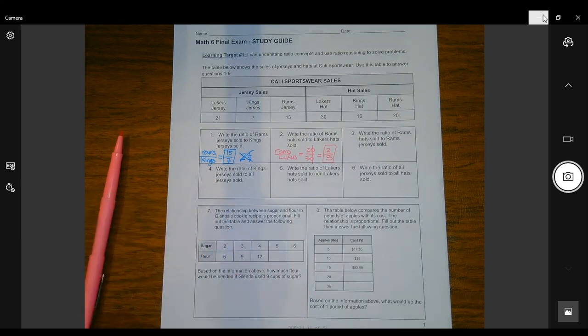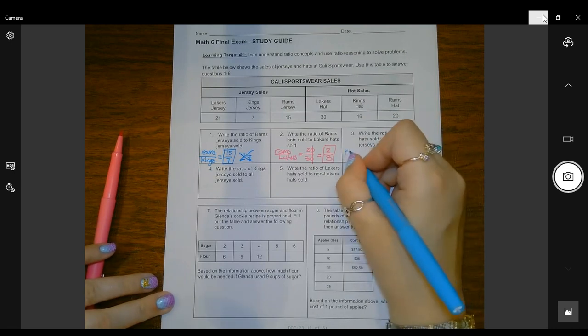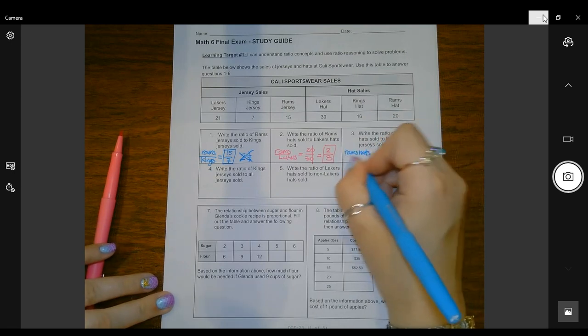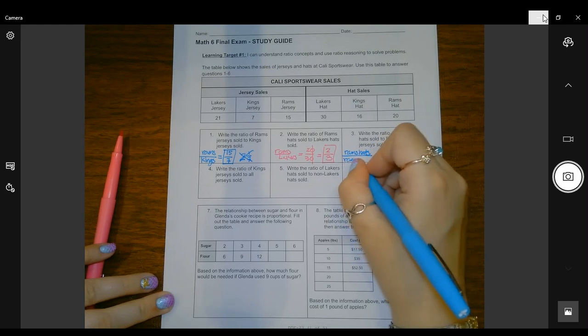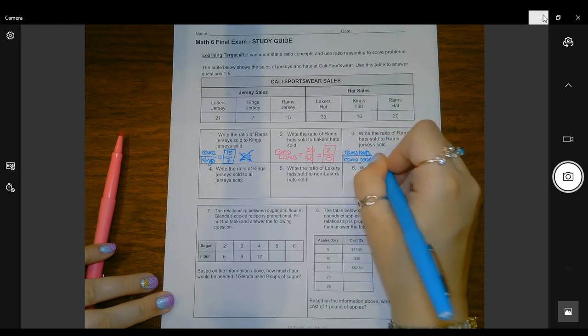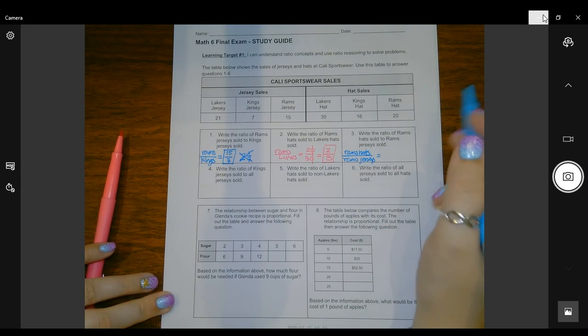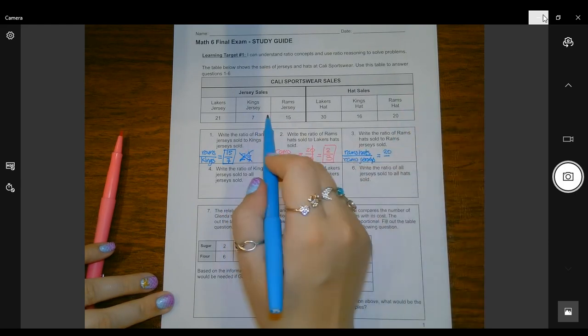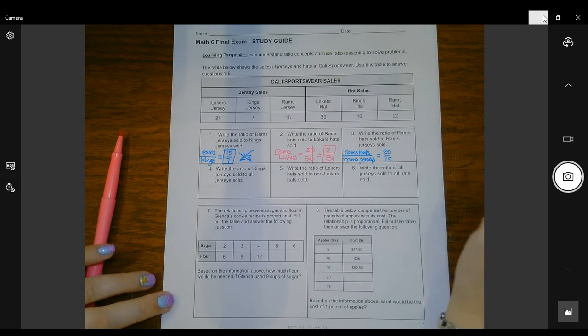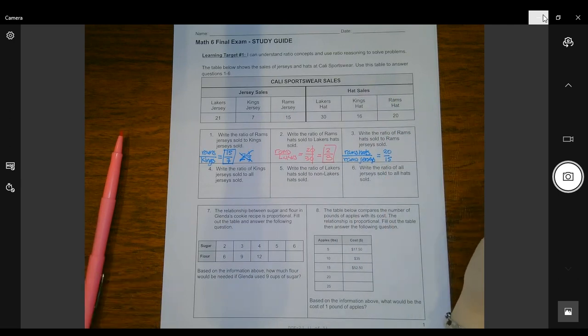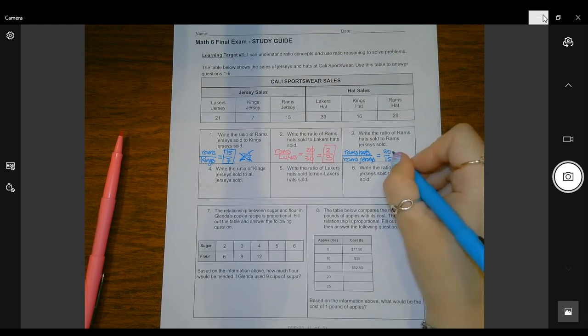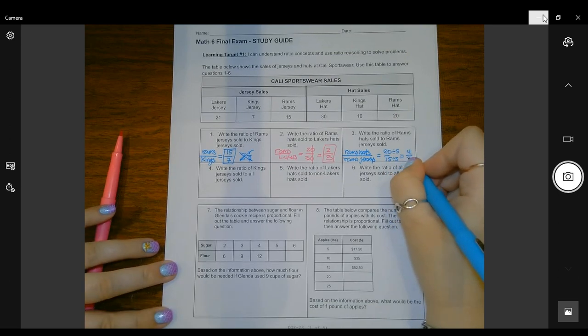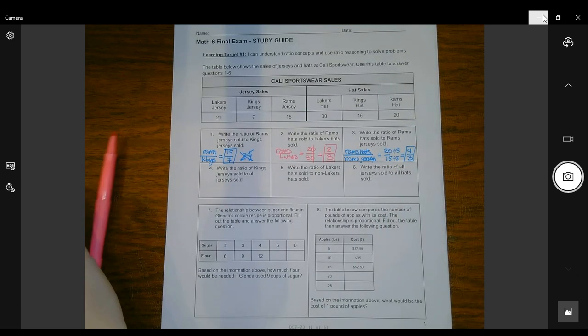For number 3, it wanted the ratio of Rams hats to Rams jerseys. Ooh, okay, so Rams hats, this time I'm going to include it since they switch, to Rams jerseys. Okay, so what's more popular for Rams fans, the hats or the jerseys? Okay, the hats are more popular. And what's the ratio? Remember that they always typically want the ratio in simplest form. So what can go into both 20 and 15? Well, since it ends in 0 and 5, you know 5 can. And 20 divided by 5 is 4, and 15 divided by 5 is 3. So that ratio is a 4-to-3 ratio.